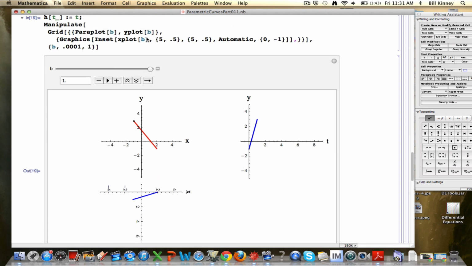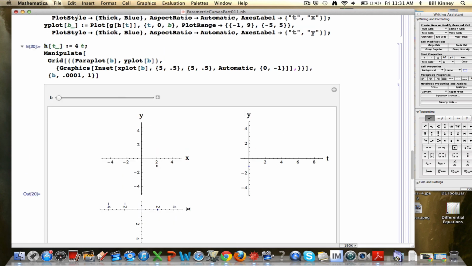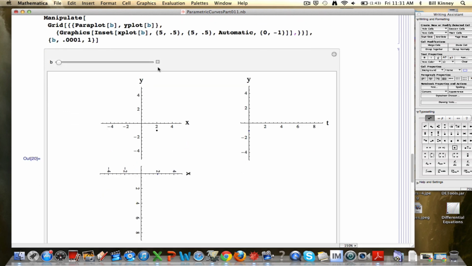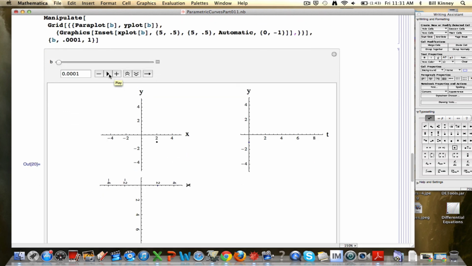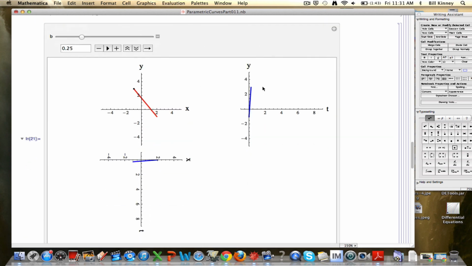What if we replace t with 4t? h of t equals 4t. I hope you can guess pretty quickly that you're going to trace it 4 times as fast. We would trace the entire curve from 0 to 0.25. These graphs here and here are definitely steeper.